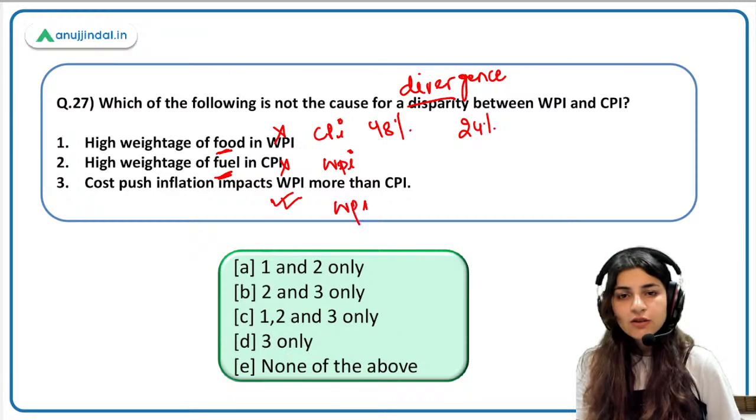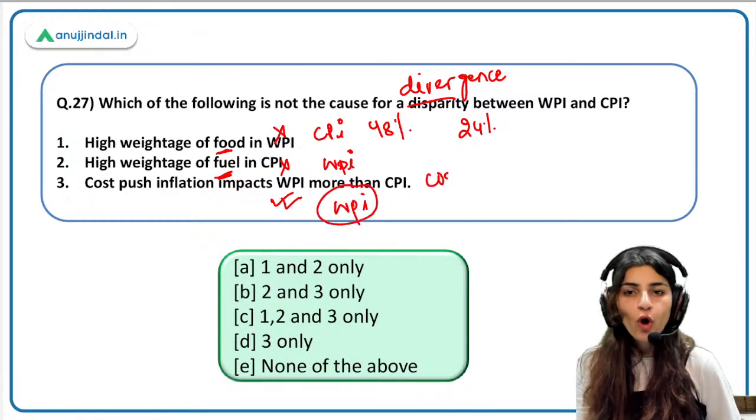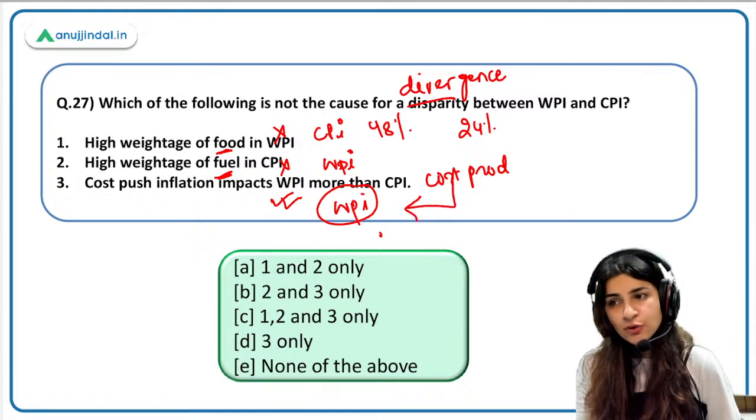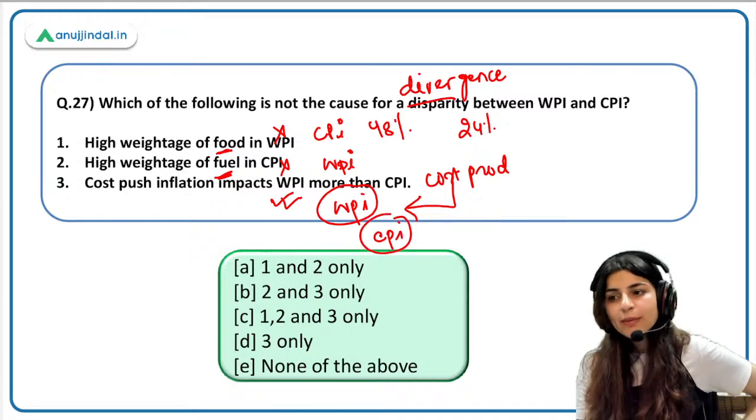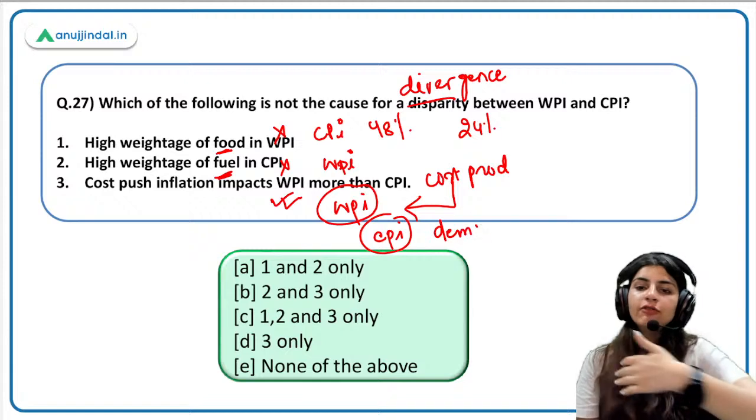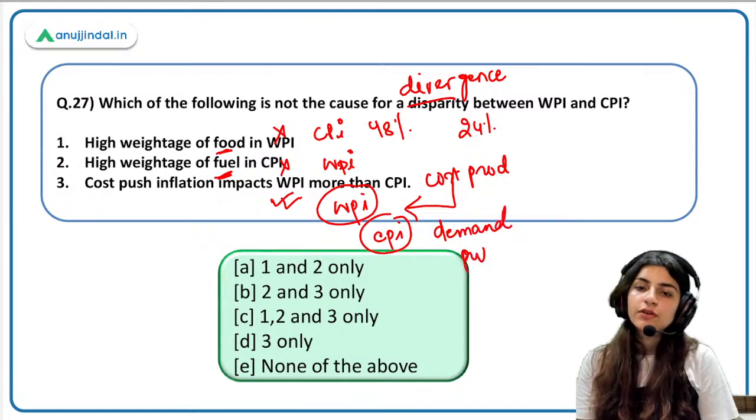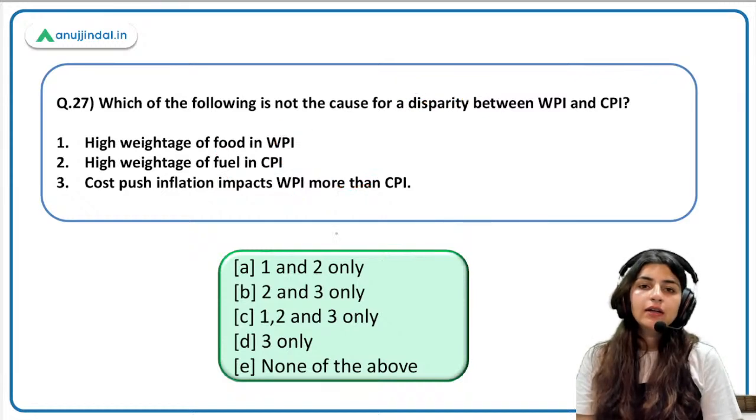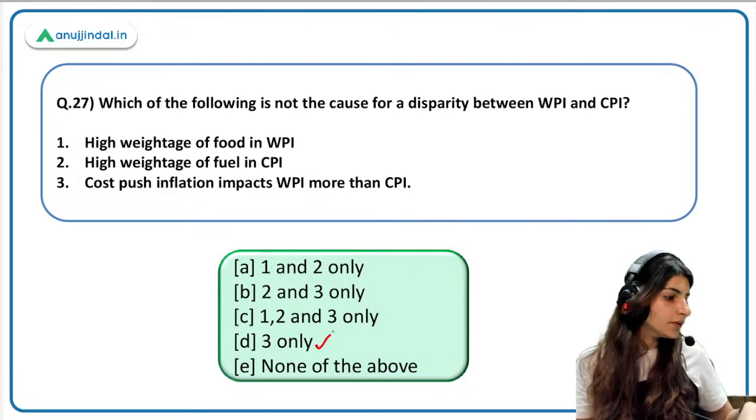So WPI is wholesale price index. जब cost of production increases, it impacts wholesale prices rather than consumer prices or consumer price index. Now, consumer price index is impacted because of demand pull inflation. Okay. So, first and second statement are correct. Not the cause, third.